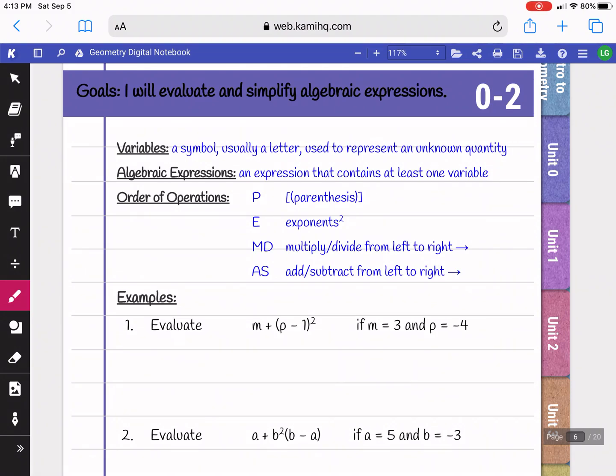Hi, today we're going to be evaluating and simplifying algebraic expressions. So let's go ahead and begin with variables.